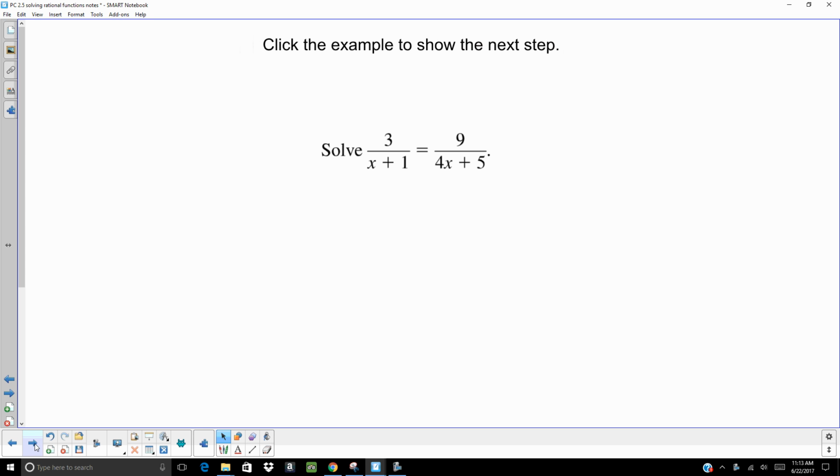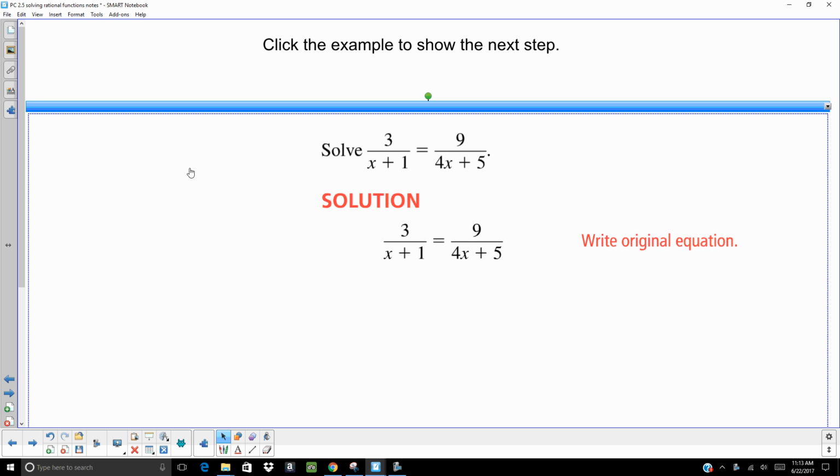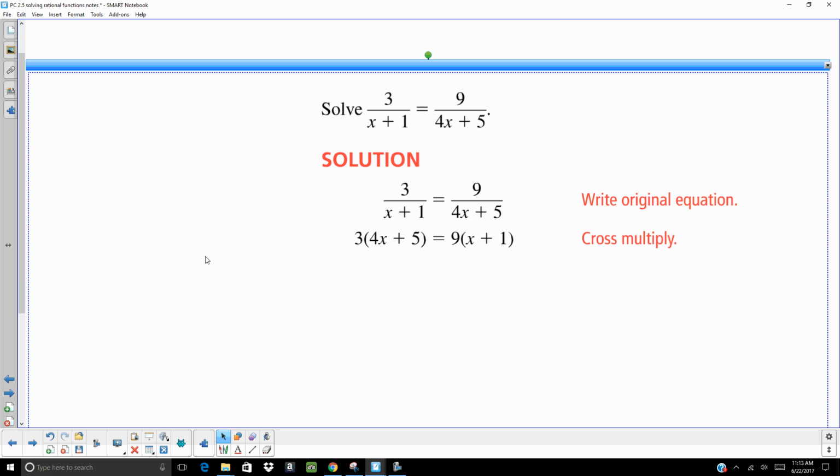All right, this is our basic one right here. We've got 3 over x plus 1 equals 9 over 4x plus 5. Tell you what, this is my favorite type when you have one fraction set equal to another fraction. Think back to Algebra 1, that is a proportion. If you've got a proportion, all you have to do is cross multiply, and then it becomes a pretty basic Algebra 1 type of problem.